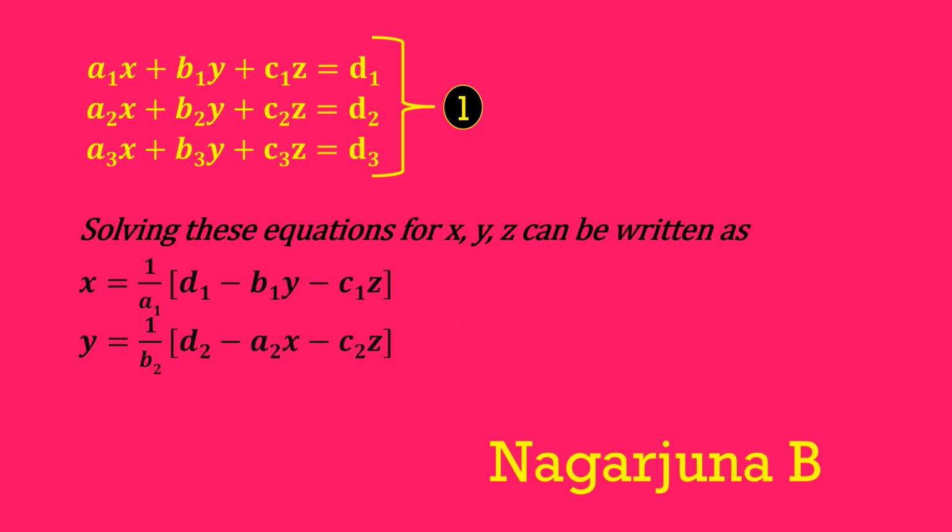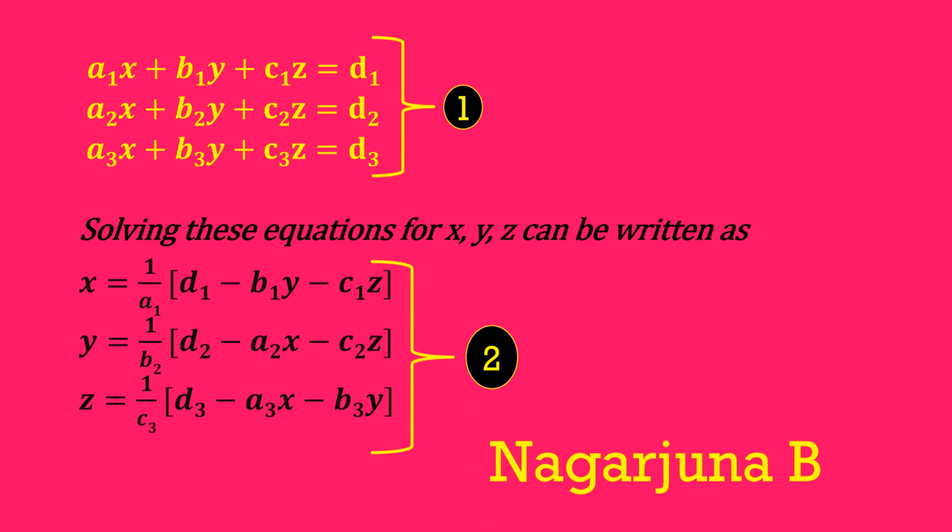Since we need to find the value of z, consider c3z on one side and the rest of the terms on the other side. Therefore we can write c3z is equal to d3 minus a3x minus b3y. Since we want z, we can write z is equal to 1 divided by c3 into d3 minus a3x minus b3y. Consider this set of system of equations as 2.